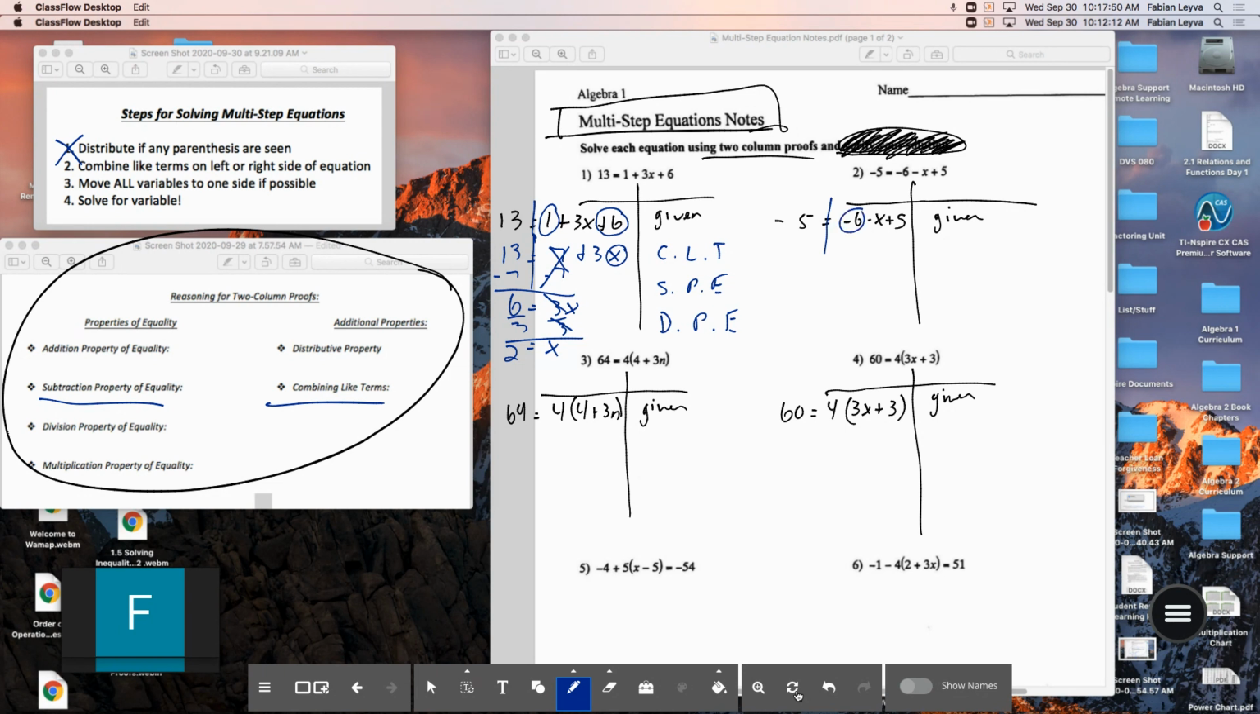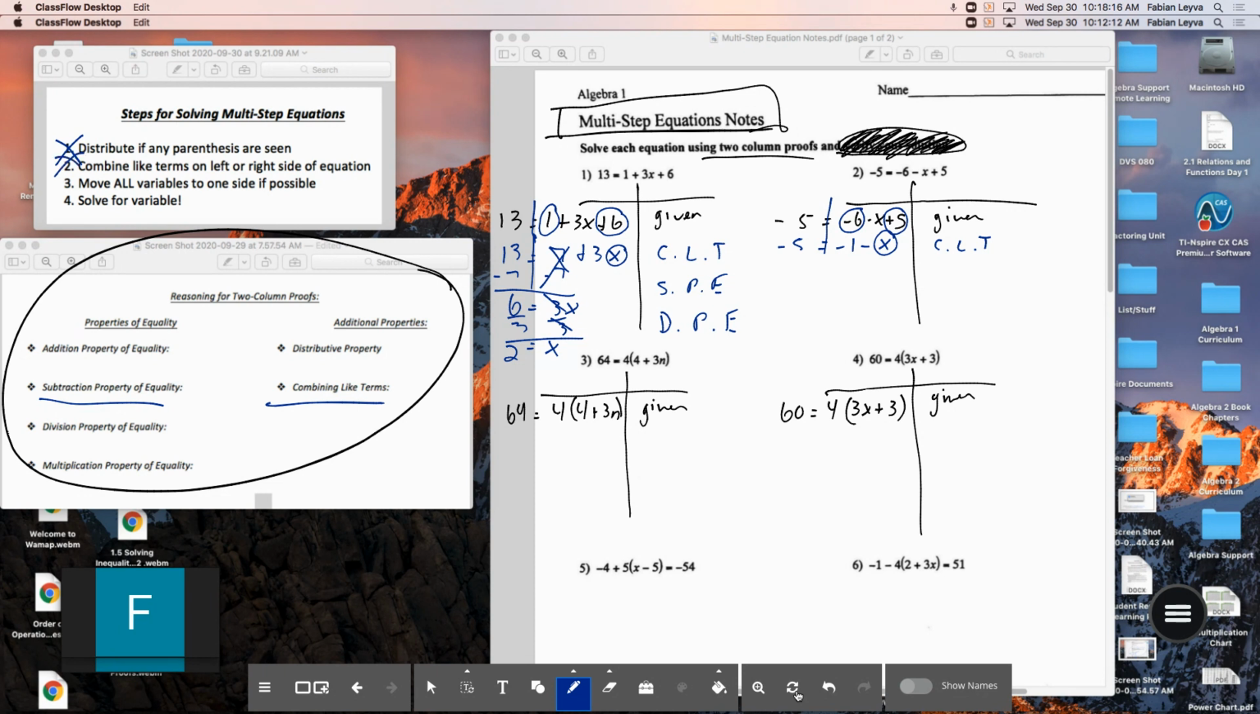I can clearly see that I have a negative 6 and a positive 5 that both don't have variables, so I'm going to combine those. Negative 6 plus 5, when I combine them, becomes a negative 1. And then my minus x is just kind of hanging out there, and my negative 5 on the other side because there's nothing else to combine. Now what I did there is combine like terms. Now I can see that I've combined all like terms.